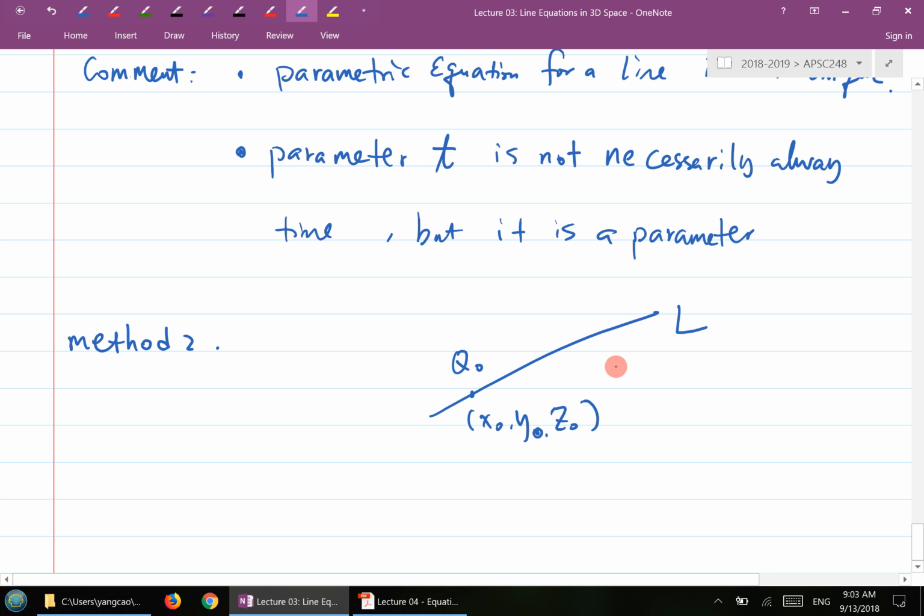Instead of giving Q0, Q1, in this case, I'll give you the Q0, and at the same time, I'll give you another vector V, which is parallel to this L. So V is parallel to the L, and V here, let's say, equals V1, V2, V3.